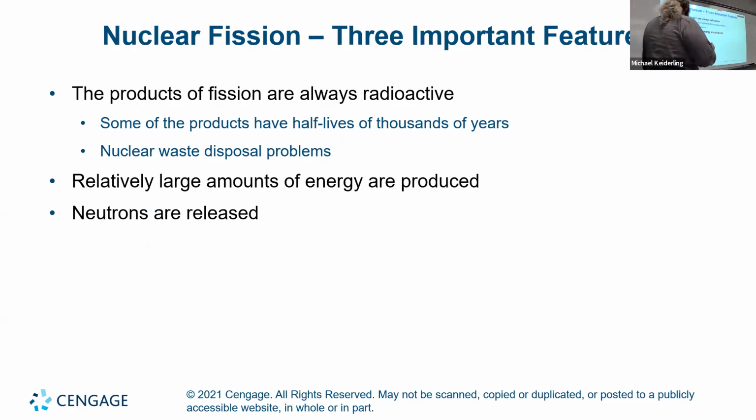Now, the products of fission are always radioactive. Some of these have half-lives of thousands of years, which can lead to issues with the disposal of nuclear waste. But relatively large amounts of energy are produced, and neutrons are released.